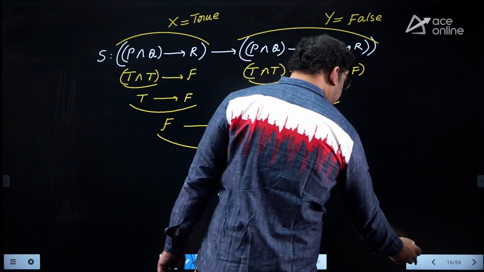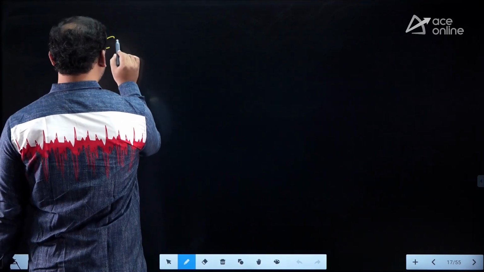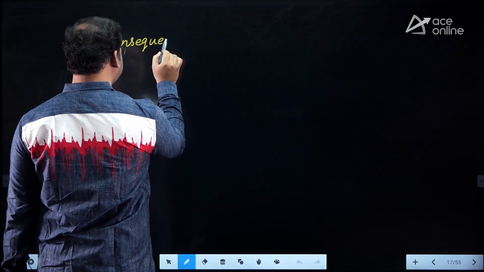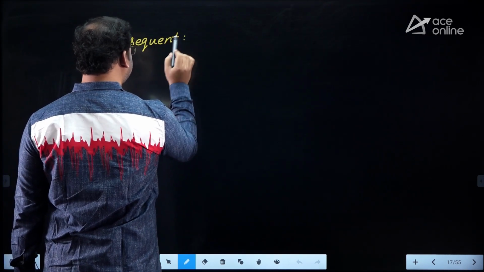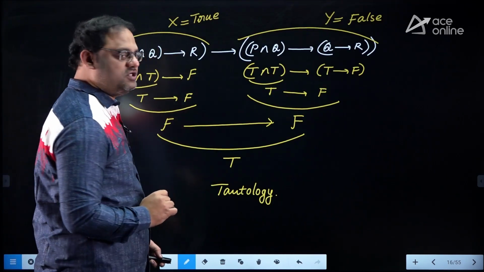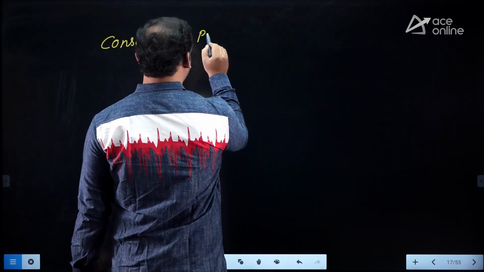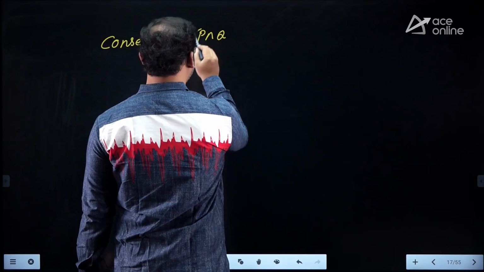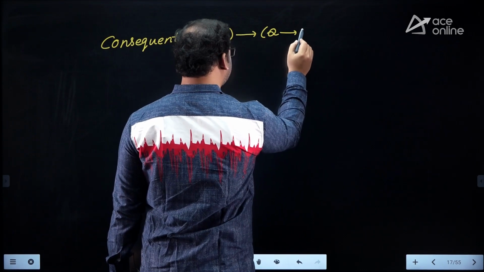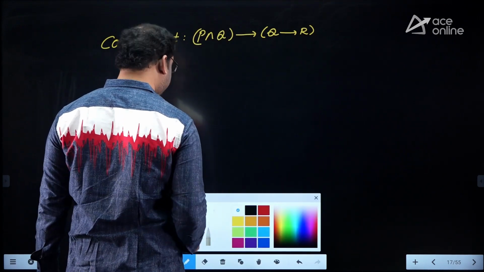Y is, that means the consequent in the given formula is P and Q, which implies Q implies R. P and Q, which implies Q implies R. So, which is equivalent to, what do you say?